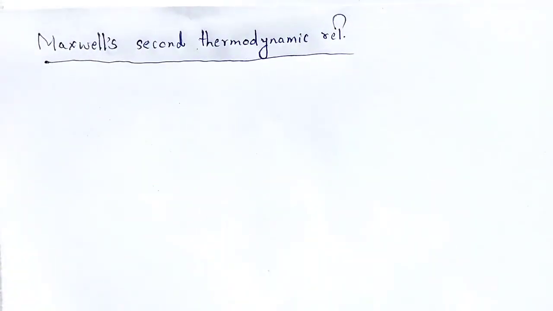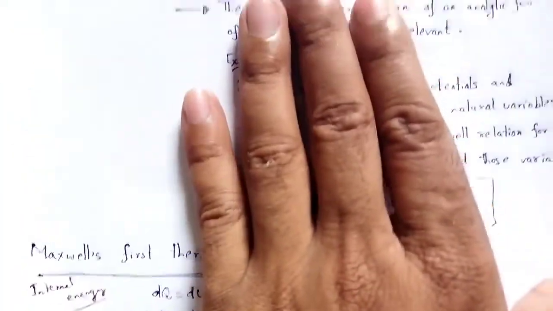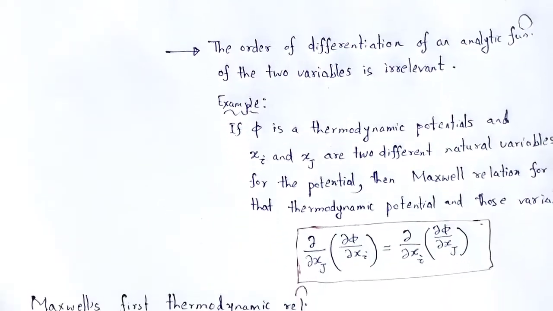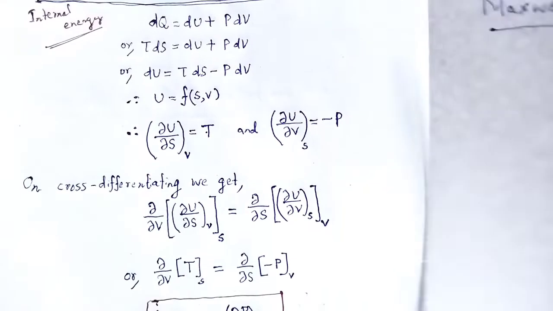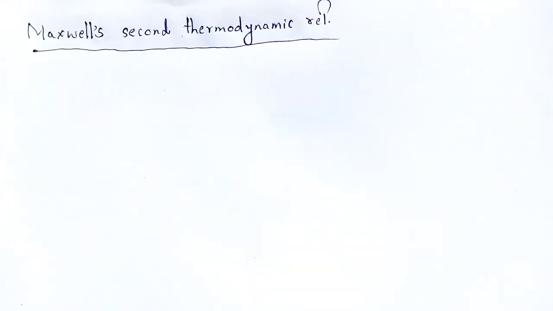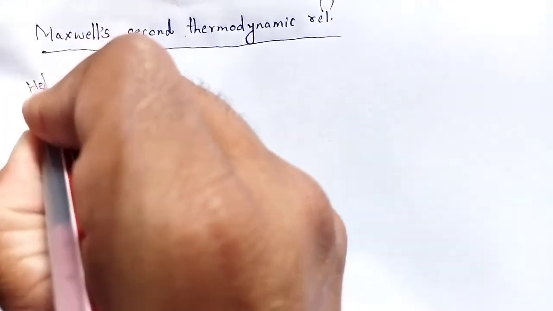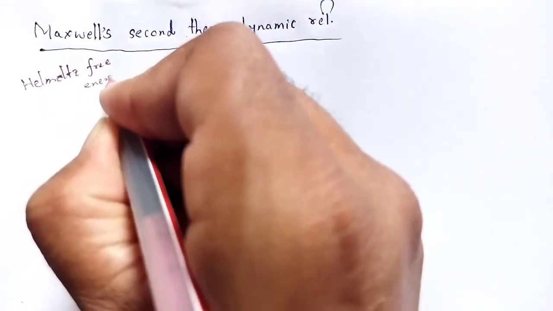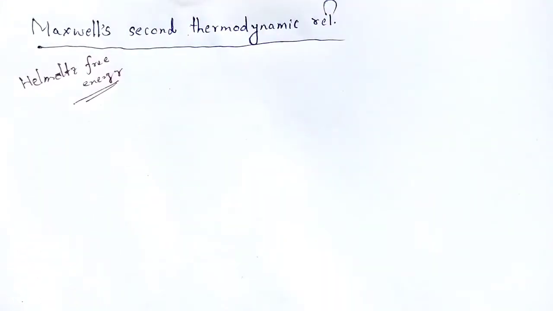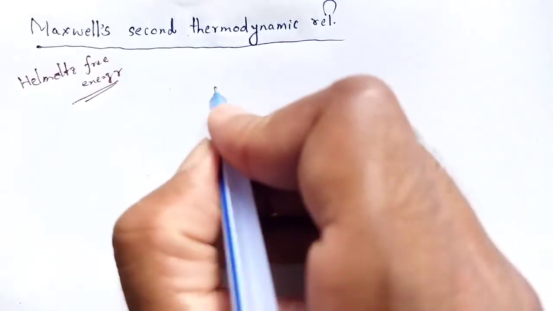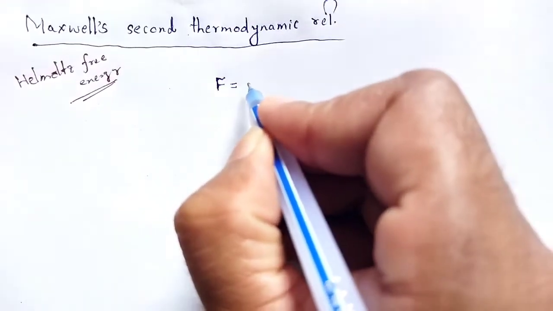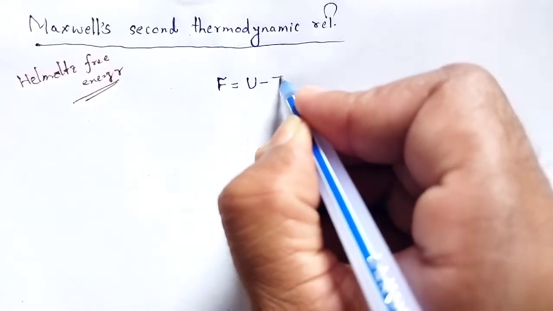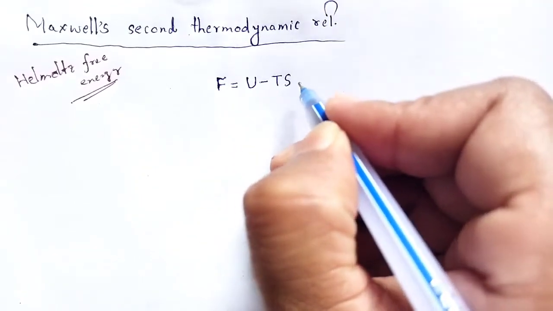Here we use the second thermodynamic variable, as Helmholtz free energy is taken into consideration. So here we use Helmholtz free energy, F, which is equal to U minus TS. U is the internal energy, T is the temperature, S is the entropy.